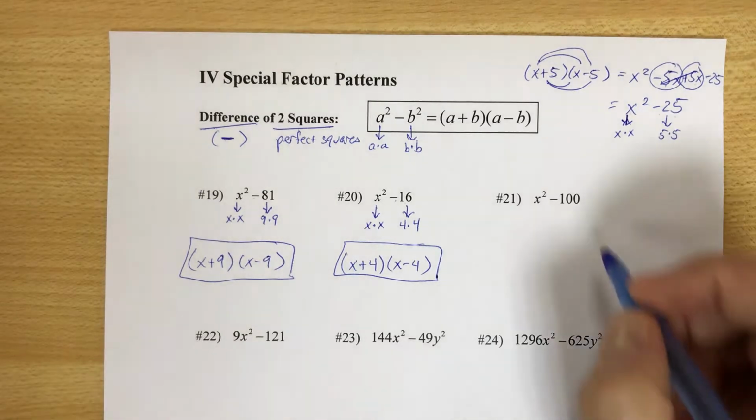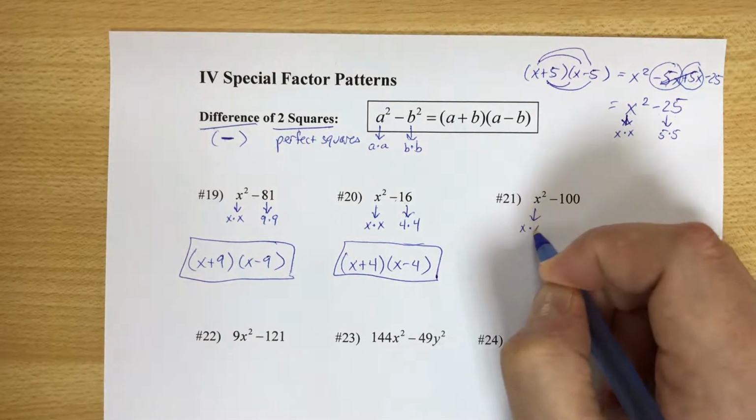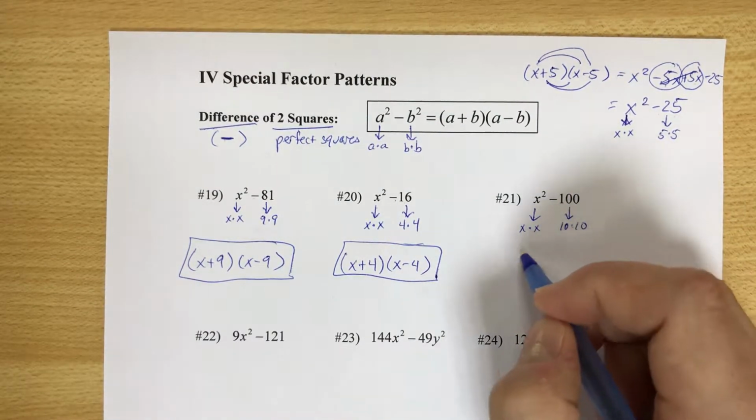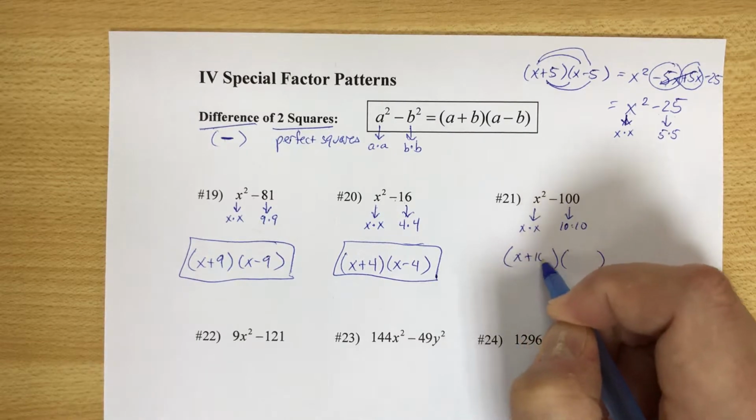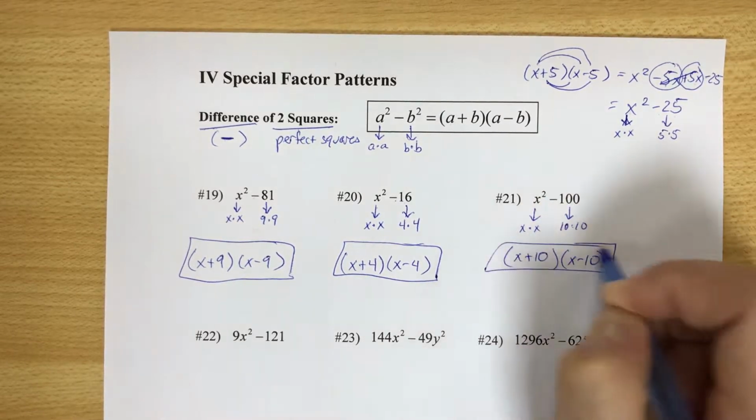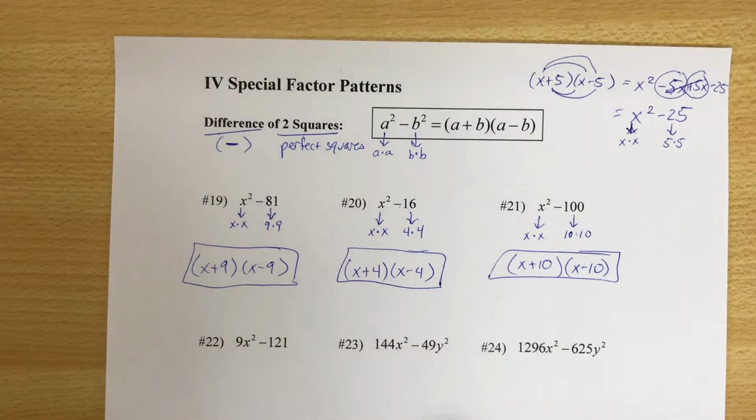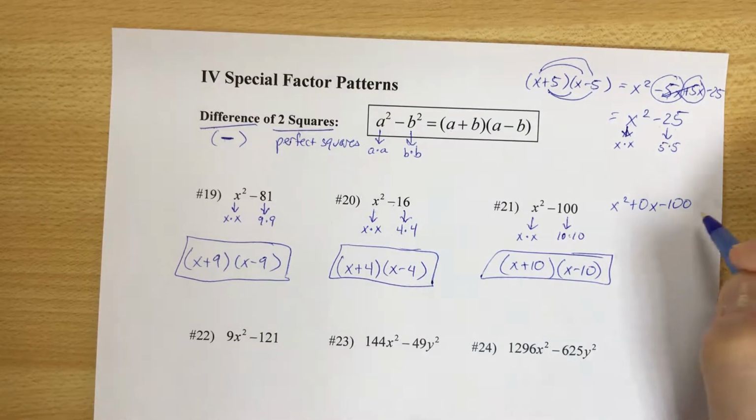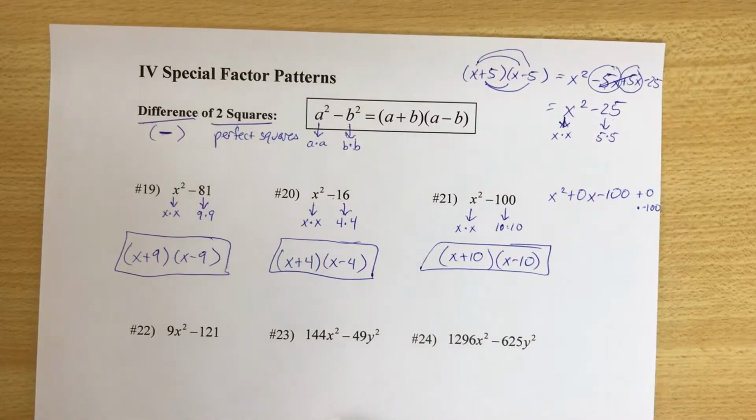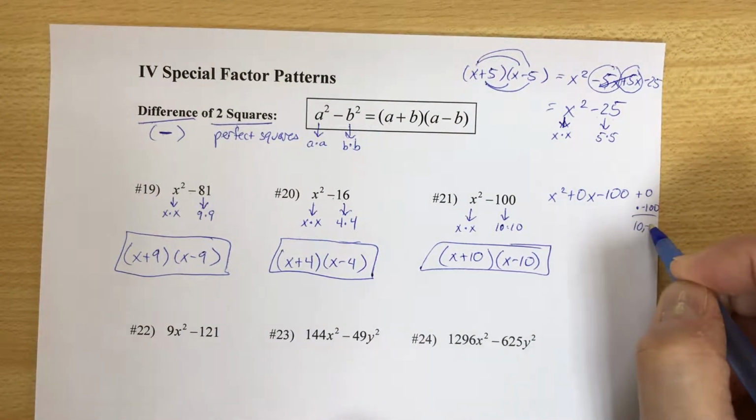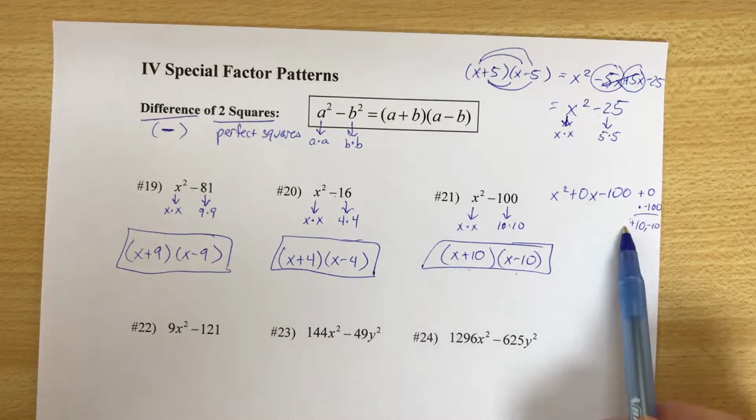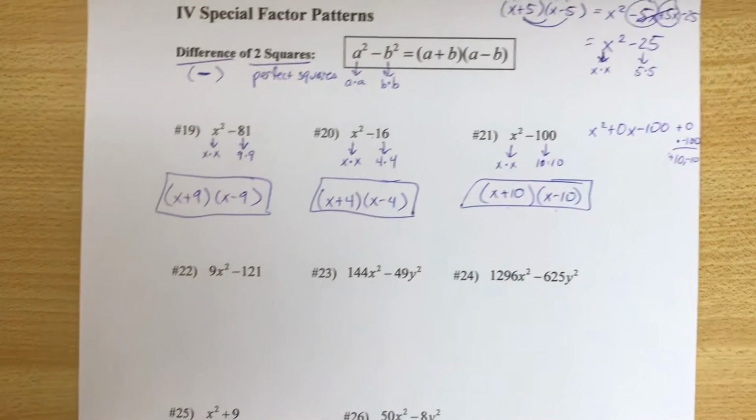See, this is fast. X squared minus 100. X times x. 100, 10 times 10. You don't even need to write this. You can immediately just go x plus 10 times x minus 10. If we did it the old way, if you wanted to, x squared plus 0x minus 100, you're thinking what multiplies to negative 100 and adds up to the middle, which is 0. And what you would figure out, okay, it's 10 and negative 10, and there's my answer right there. Okay, so you don't need to go through this process for a difference of two squares.